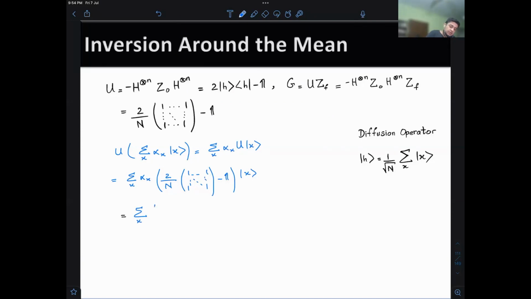And then you write 2 mu minus alpha x, where what is mu? Well, mu is exactly the mean. It's 1 over n times sigma x alpha sub x. So it's nice to know what will happen to the amplitude in front of a state x when you apply this diffusion operator to it. If the amplitude initially was alpha sub x, it will become this. Let's visualize this to get a nice interpretation, which is different from the rotation interpretation that we had yesterday.